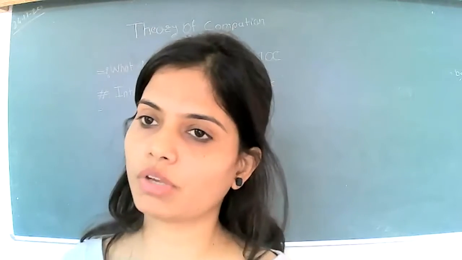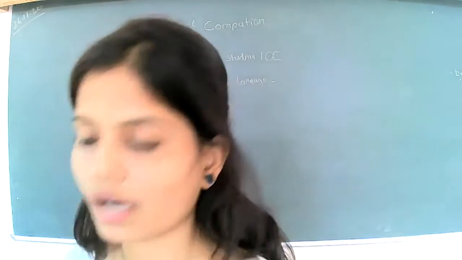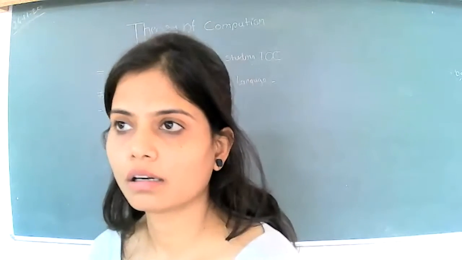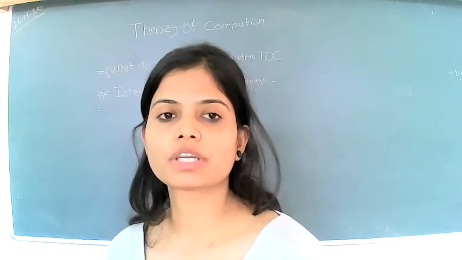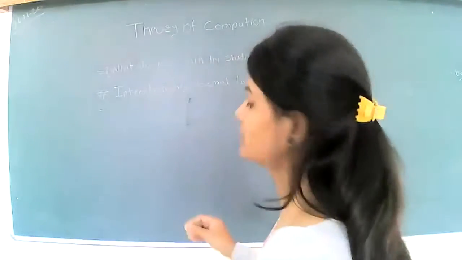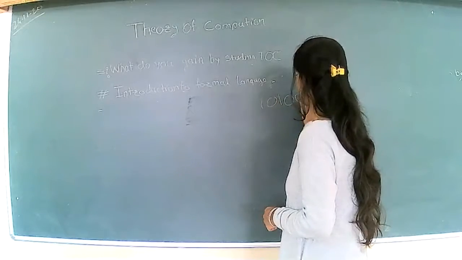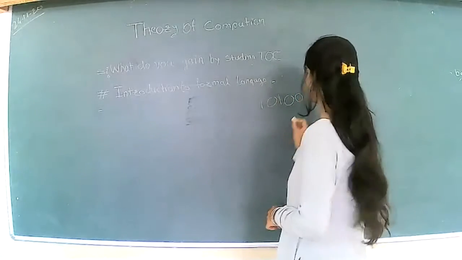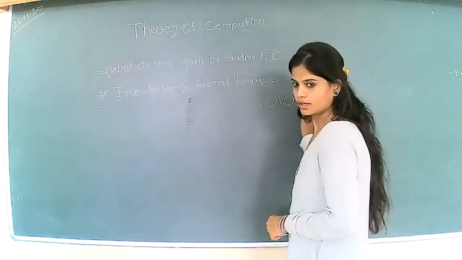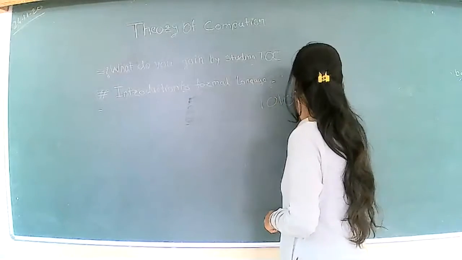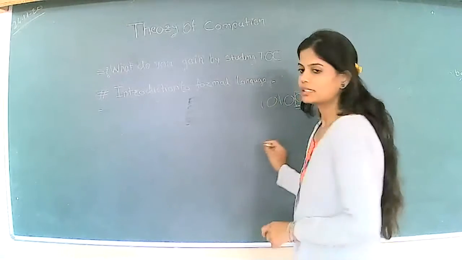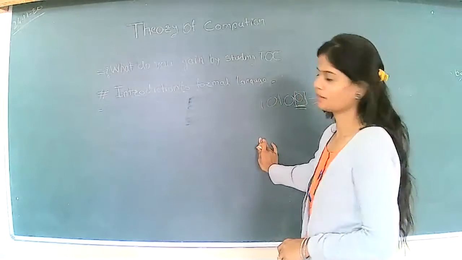Second, as an example, we build a machine which generates strings that end with a zero. Like this is your string, 1 0 1 0 0. Your string has to end with zero. So finally you get your string. We have to generate such a type of machine.